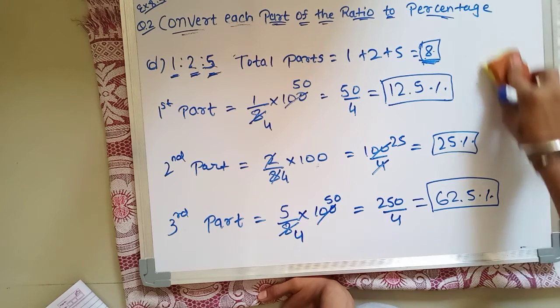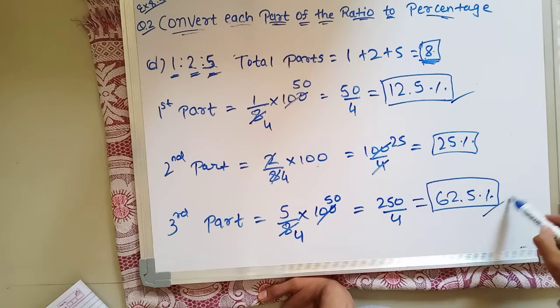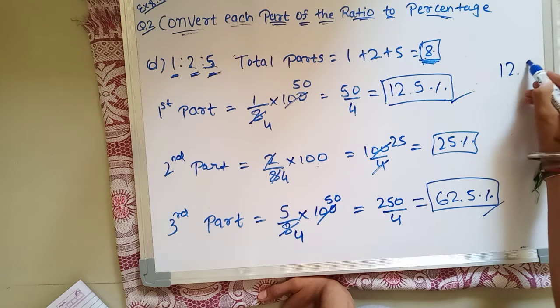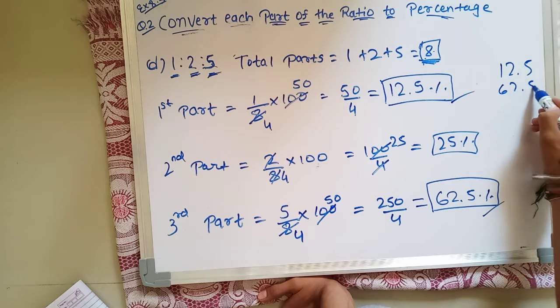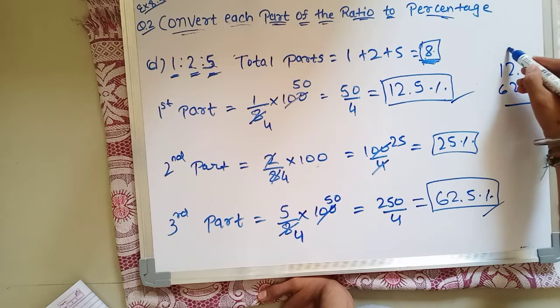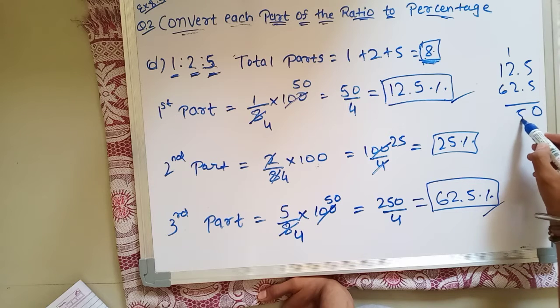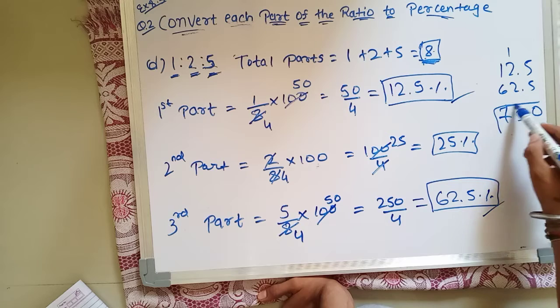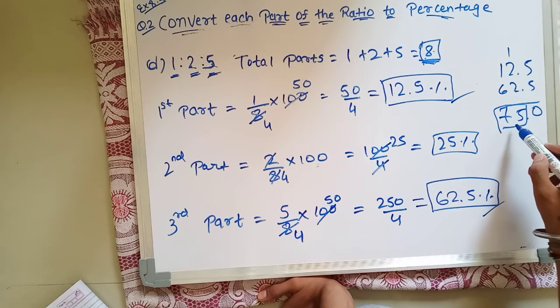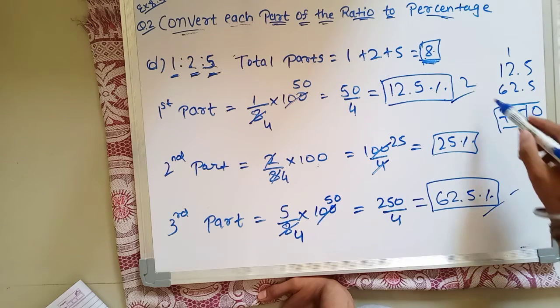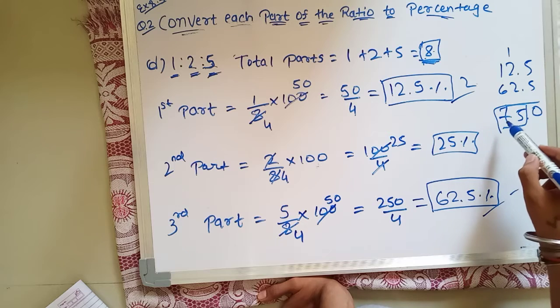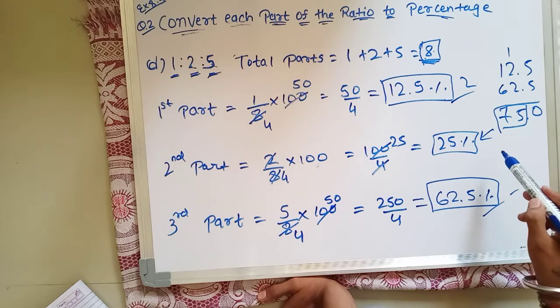Sorry, let's divide this plus this first. 12.5 plus 62.5. Okay, 5 plus 5 is 10, 2 plus 2 is 4, 4 plus 1 is 5, so 75. So the answer of this is 75. The addition of these two answers is 75, and 75 plus 25, so we will get 100.